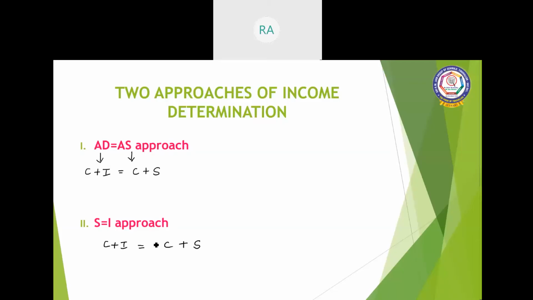Now C is the common factor found in both the sides. Let us strike out C. Then we get I is equal to S or S is equal to I. So this is the first approach, AD is equal to AS, and this is the second approach of equilibrium income and employment, S is equal to I. It means savings is equal to investment.